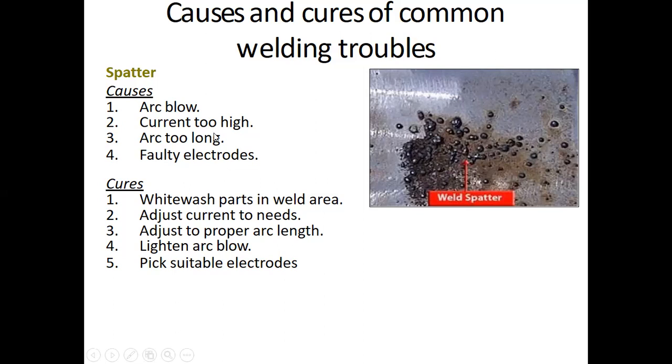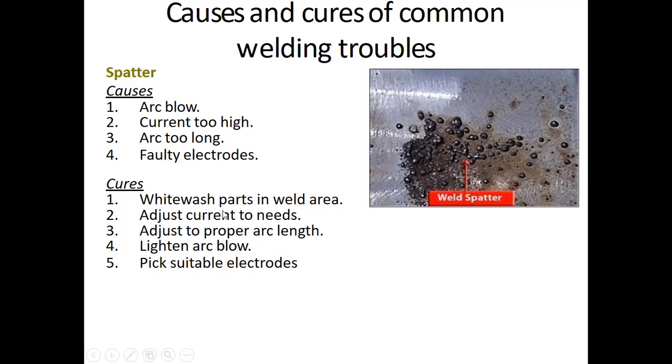Arc is too long, right? You're moving very slowly, basically. The weld torch is being made to go so slowly that the arc stays too long at a particular weld location. That is also responsible for weld spatter. Faulty electrodes, right? The electrodes selected do not have the desired melting temperature that you require for the base metal. Improper combination of electrode and the base metal will also lead to spatter.